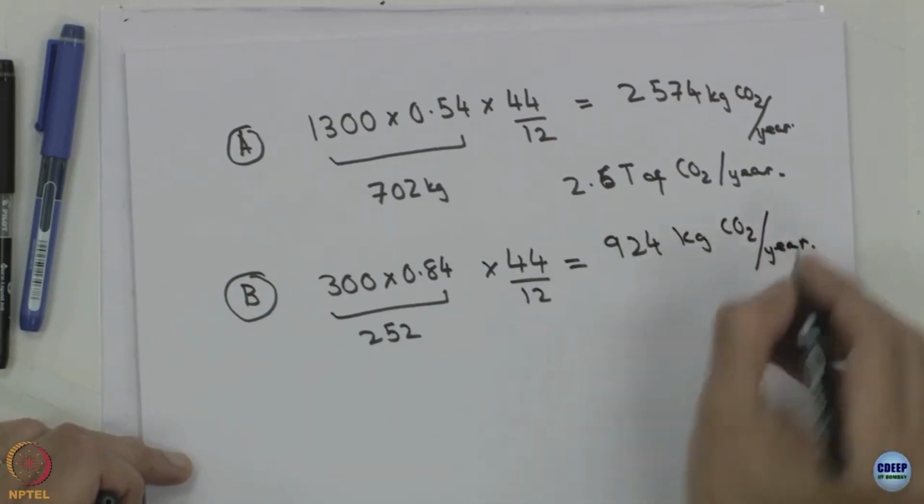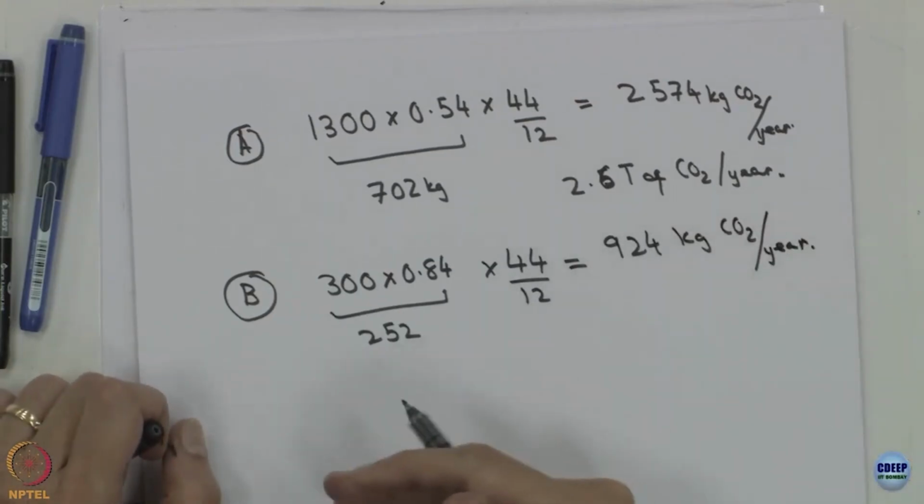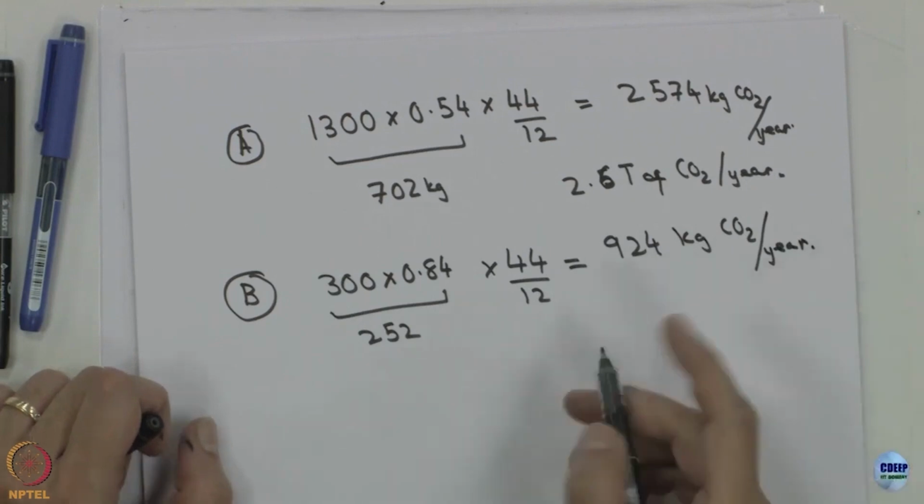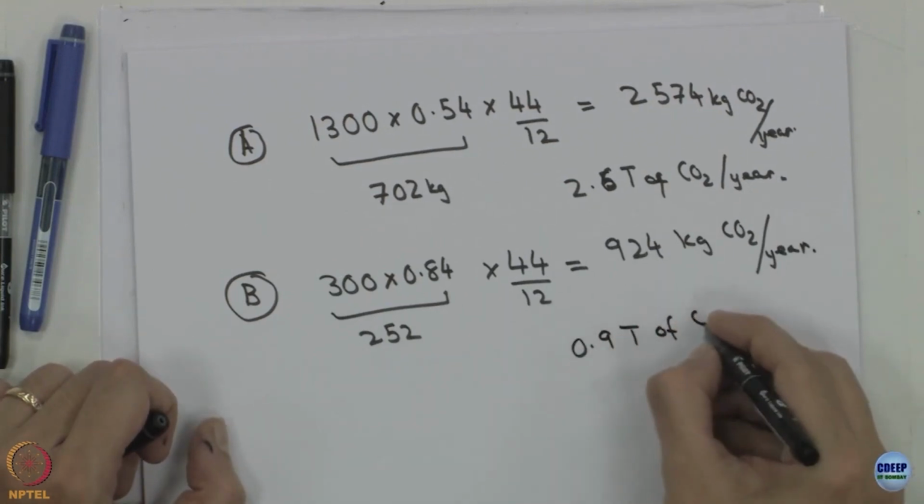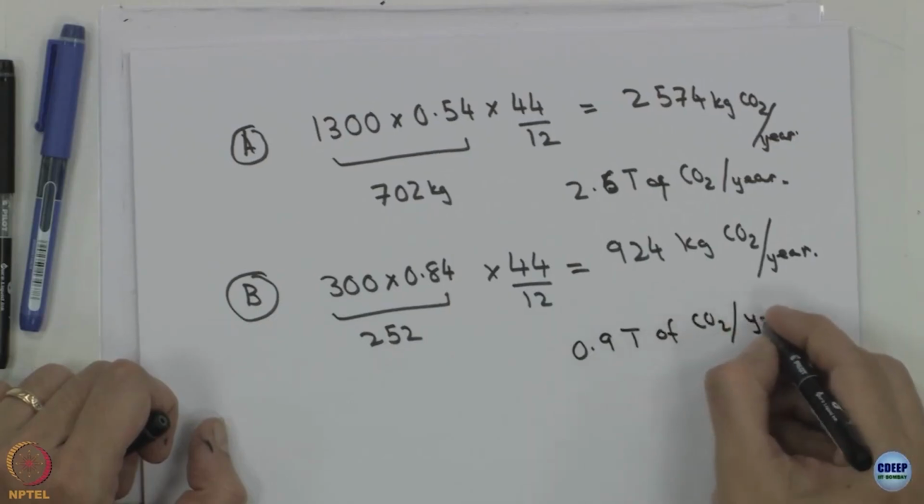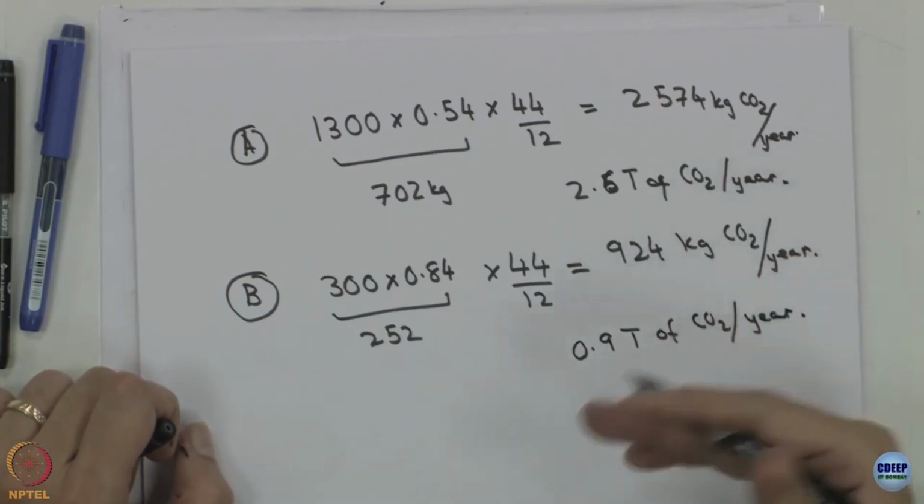So this is also something that the primary energy analysis helps you do. It tells you about the overall thing. And so this comes out to be 0.9 tons of CO2 per year. So from a CO2 viewpoint, it's better to go in for diesel, and then you see the trade-offs.